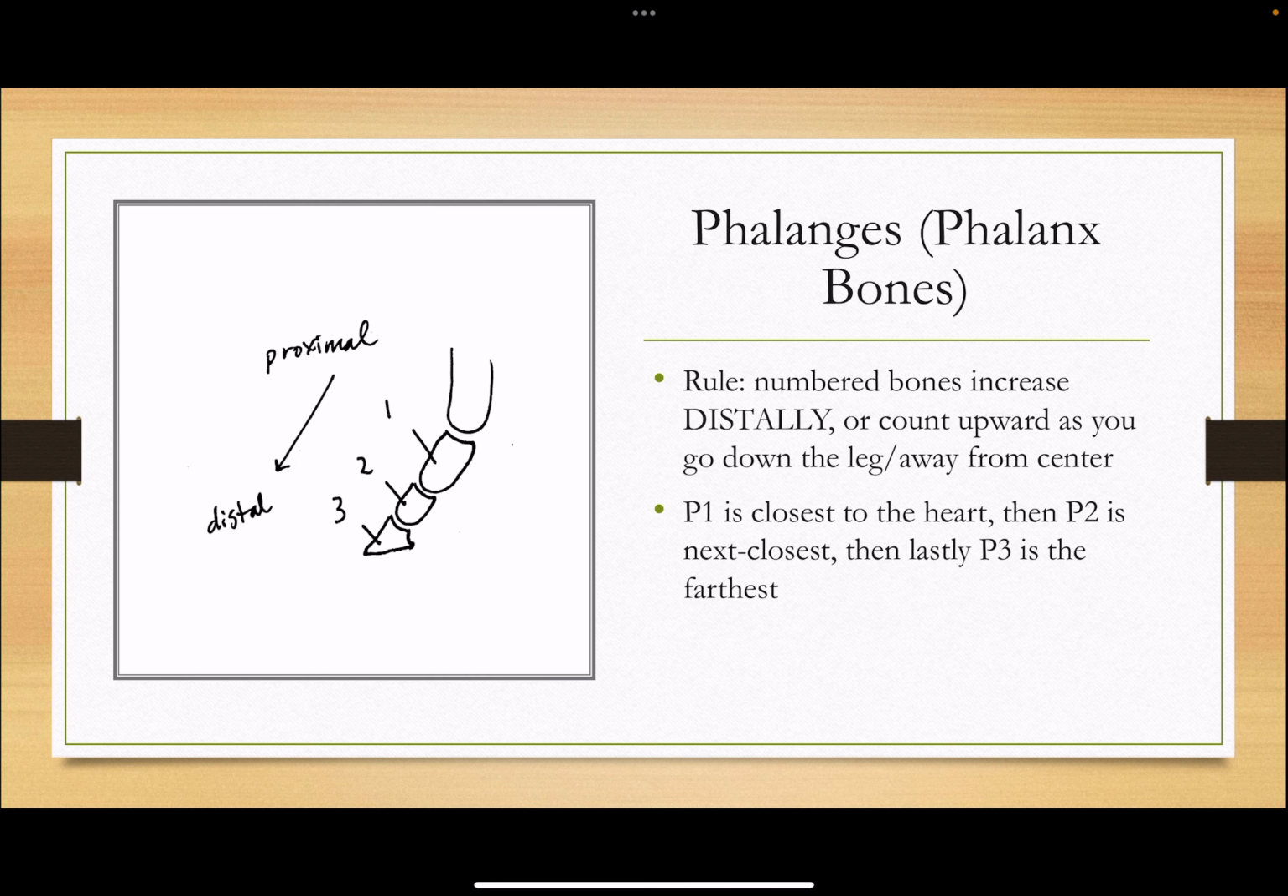Next up are the phalanges or phalanx bones, meaning the horse's finger bones from the fetlock down. We give them numbers when we're naming them, from 1 to 3, and we generally count all bones in order, which in the limb means away from the center. So in this case, we start with the most proximal bones and count up as we move distally or away from center. So thus, P1 is closest to the heart, then P2 is the next closest, and lastly, P3 is the farthest from the heart. Super easy. That's all we need to know down here, so moving on.